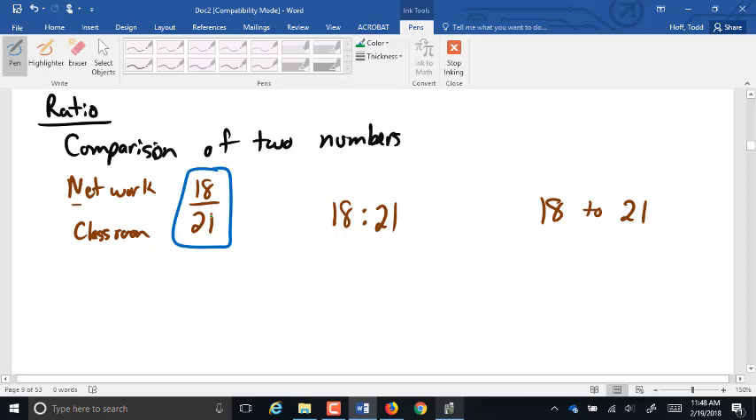Now, I prefer to write it as a fraction like this because there's a lot of things I can do with a ratio that are very similar to things I can do as a fraction. Both 18 and 21 can divide by 3.